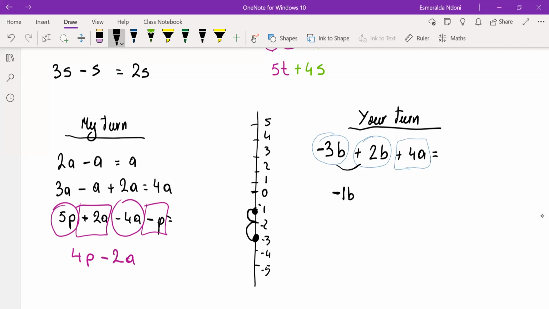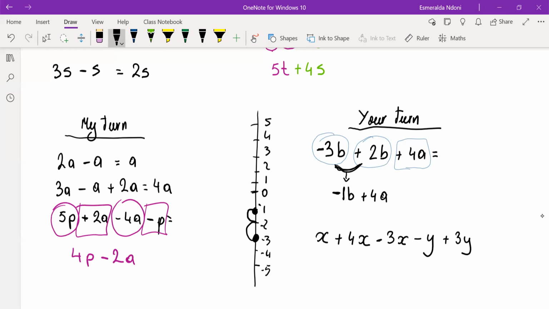I've collected these 2 together. These 2 together gave me that. Plus 4a, well, I can't collect the 4a with a b, so I just leave it. So I really hope you got that. Let's give you another question. Okay, so if I have x plus 4x's, take away 3x's, take away a y, and then I add 3 y's. Okay. Pause the video and collect like terms.